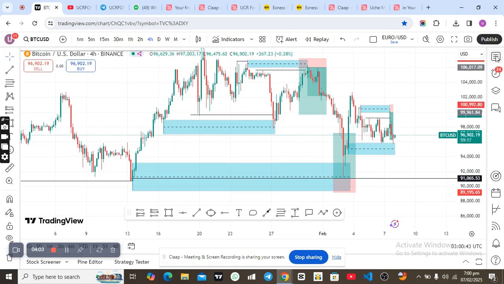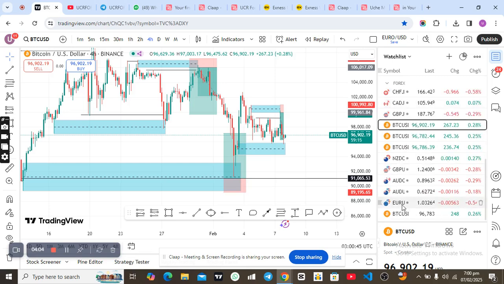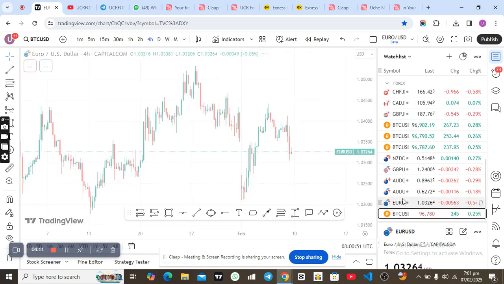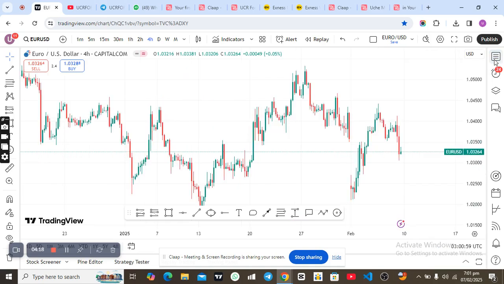And so the first thing we are going to do, number one, is that we need a clean chart. The reason why we need a clean chart is because that is the number one step. We really have to clear our chart to see what the market is doing.